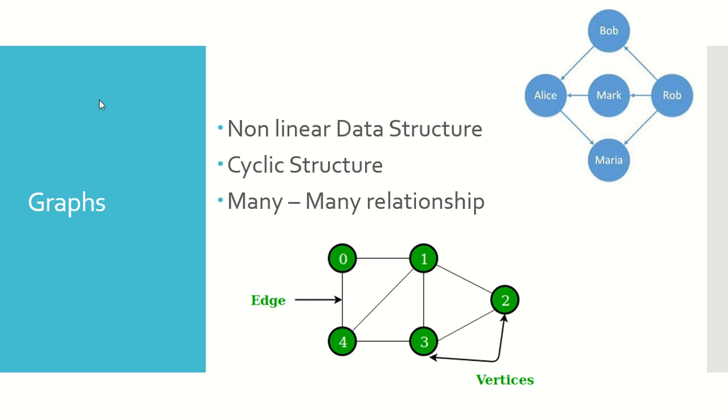To start with graphs, as I said in the case of the tree data structure, here in the case of a graph, it is also a two-dimensional or multi-dimensional data structure, which we call a non-linear data structure, which means you require at least two dimensions to represent a graph.